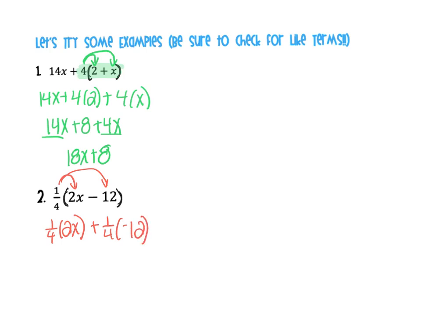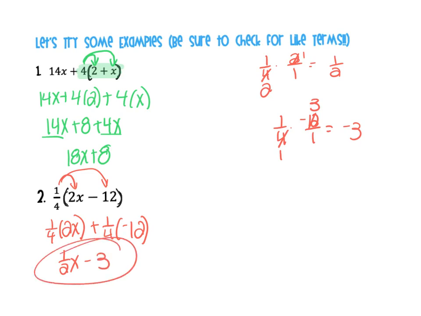Remember back from when we talked about multiplying and dividing real numbers. I can put the 2 over 1. The 4 and the 2 simplify, so I end up with 1/2. So this is going to be 1/2 x. I can do the same thing with 1/4 and negative 12. I can put the negative 12 over 1. The 4 and the negative 12 simplify. 1 times negative 3 is negative 3. So you end up with negative 3 as my final answer.